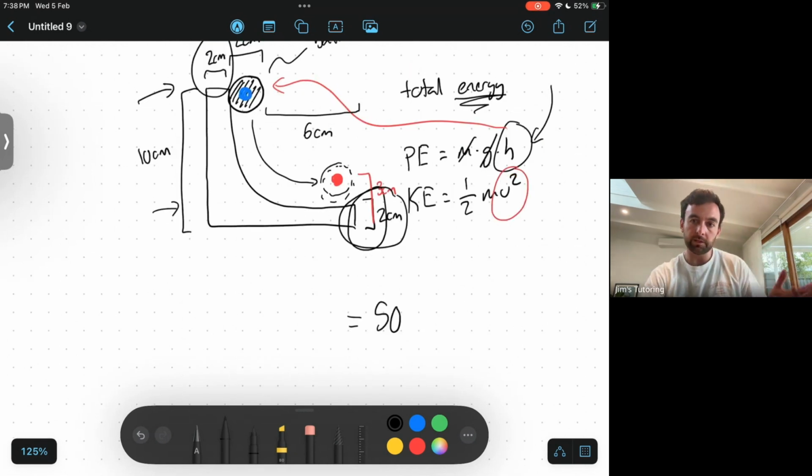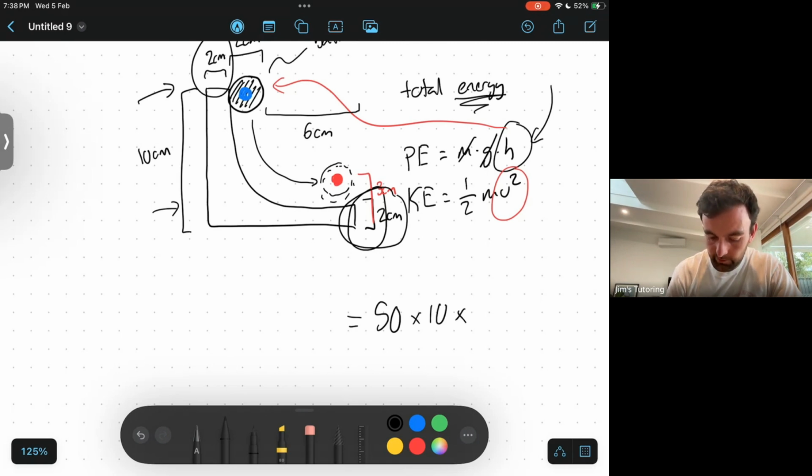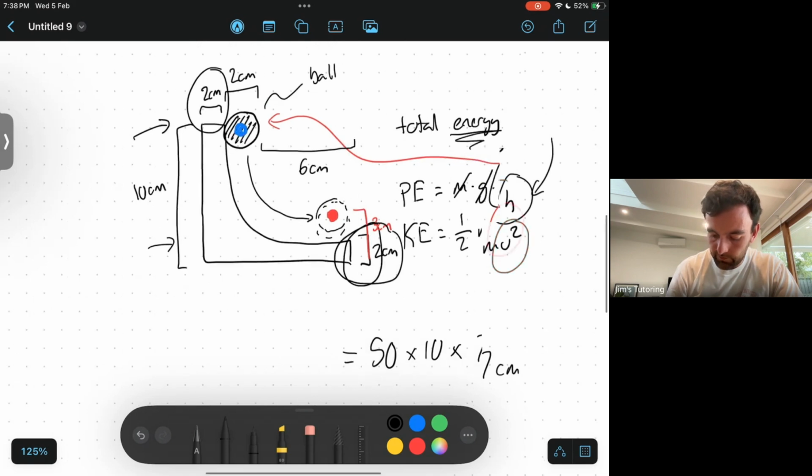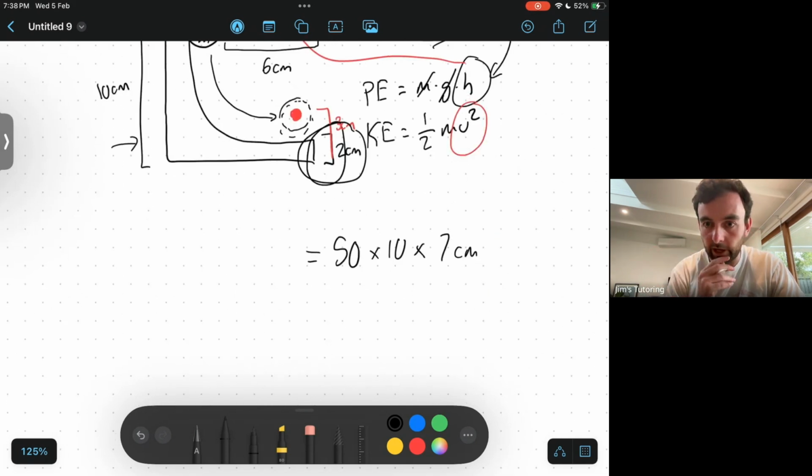I know it should be in kilos, but this is kind of what I was talking about, because as long as I'm consistent, it won't matter and it'll just make my life a little bit easier. Times 10 times, it'll be the change in height, which is 7 centimeters. So I know all these units are a bit AWOL, but basically all I really want to see is the 5 times the 7, which will be 35.